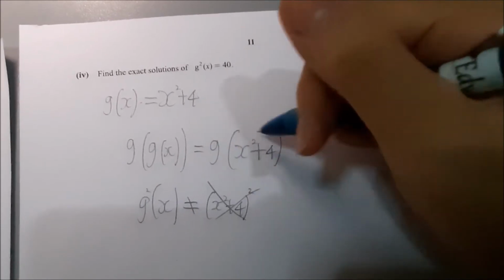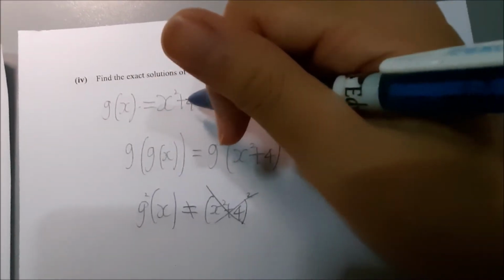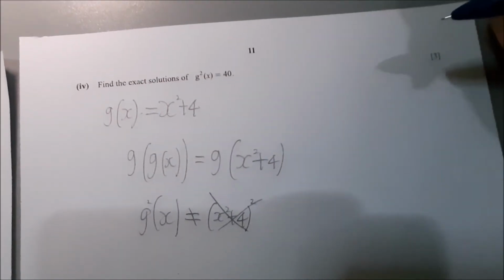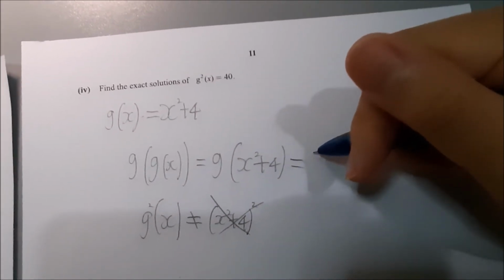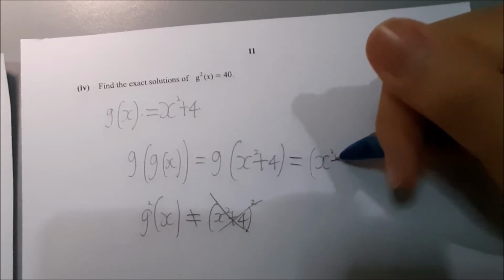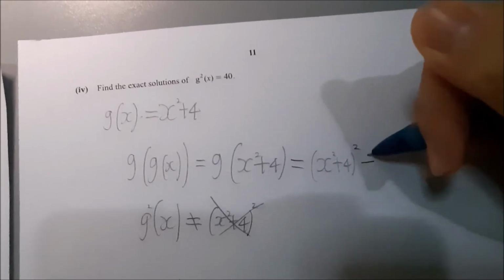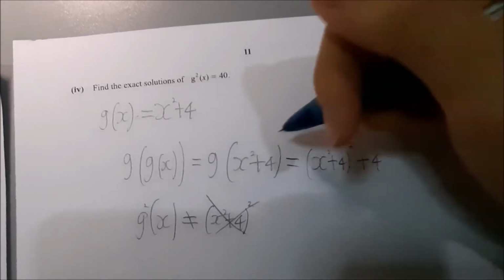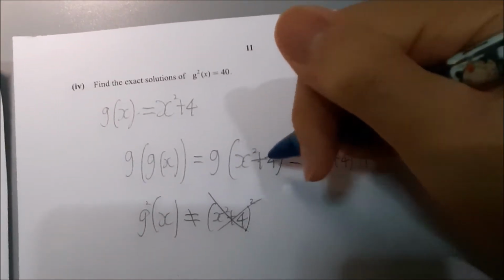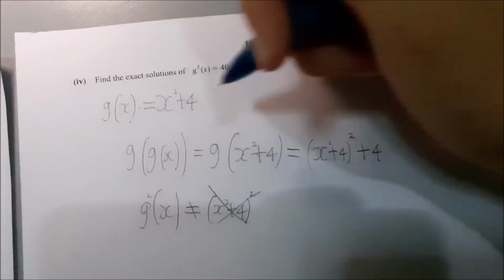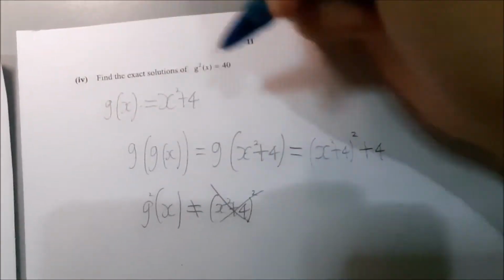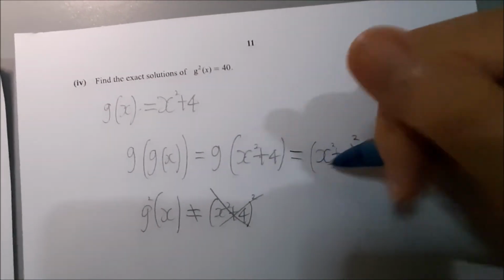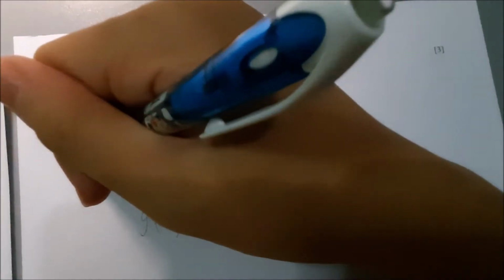So you're substituting the equation inside the original equation. Basically this will become (x squared plus 4) squared plus 4, because you're substituting x squared plus 4 literally inside the x value of the original function, which is g(x). So this is your g squared x.